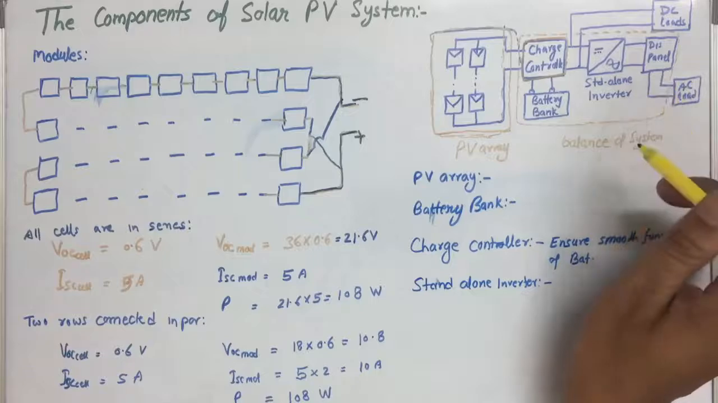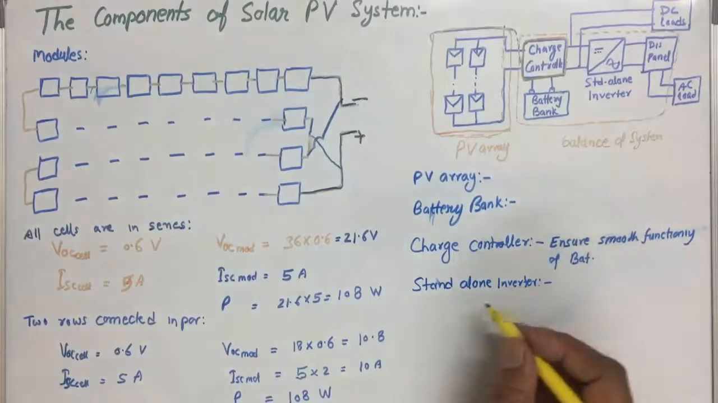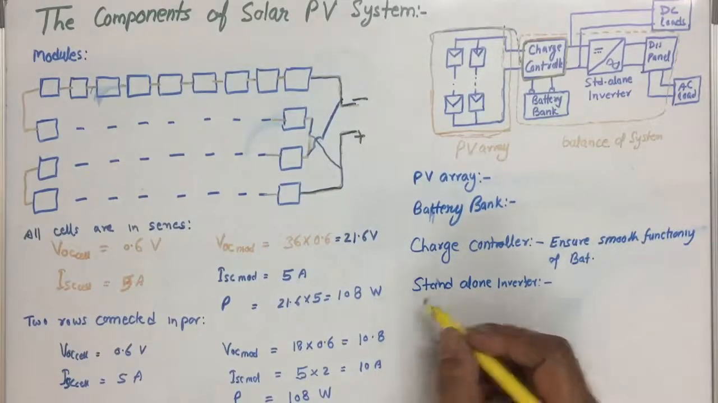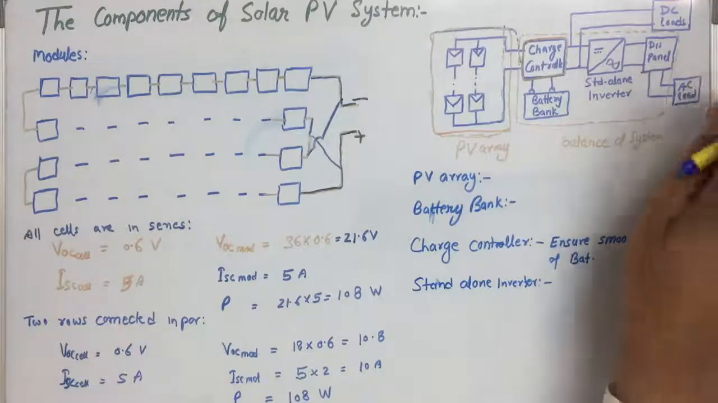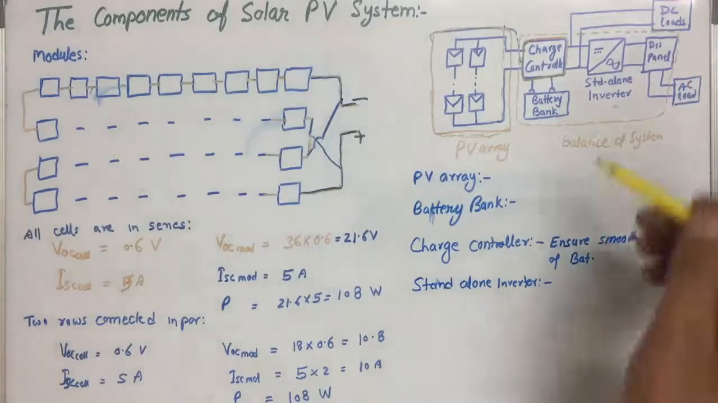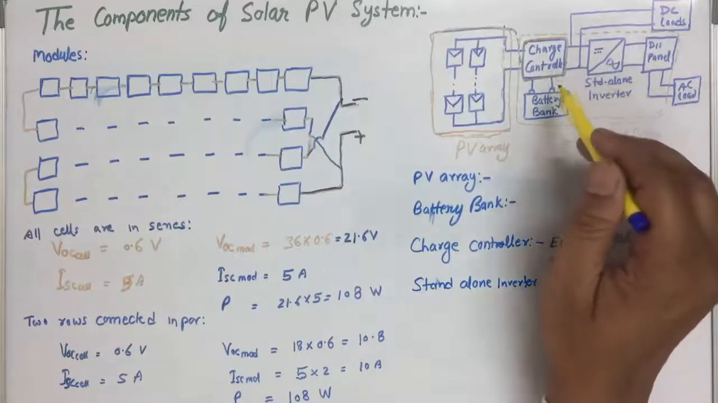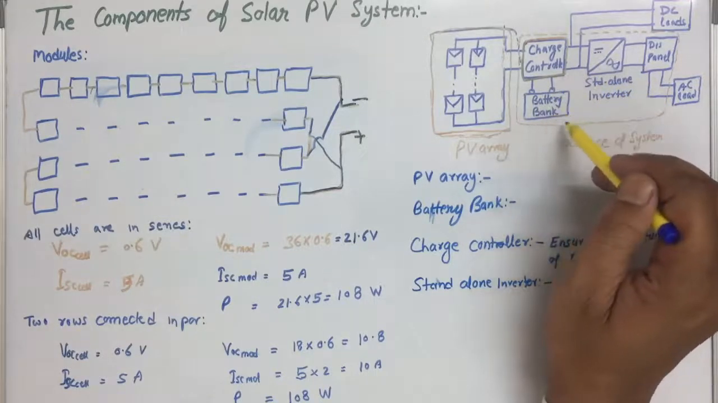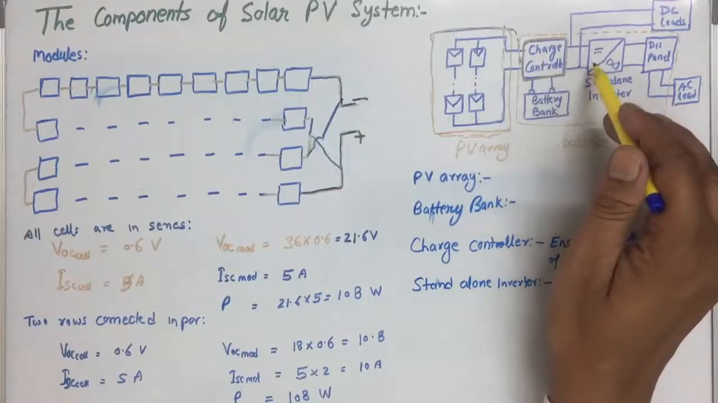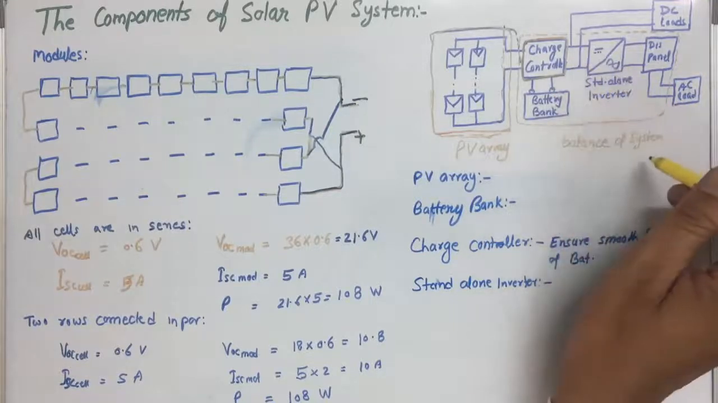And the next is the distribution panel. So that is very common. Combining the distribution panel, stand-alone inverter, charge controller and battery bank together, all of them with their connections are known as the balance of the system.